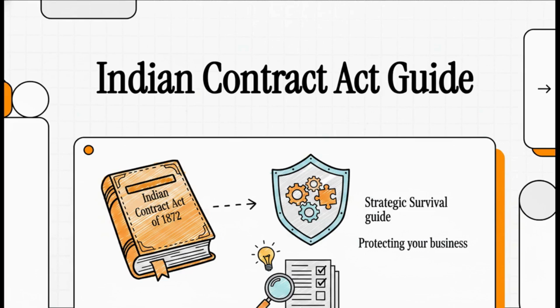Today we're taking the dense legalese of the Indian Contract Act of 1872 and turning it into your absolute strategic survival guide for commercial agreements. Think of this as a comprehensive legal research study on the key provisions that actually get invoked, incorporated, negotiated, and heavily litigated in Indian commerce. Our goal today is to give you the clarity you need to genuinely protect your business.